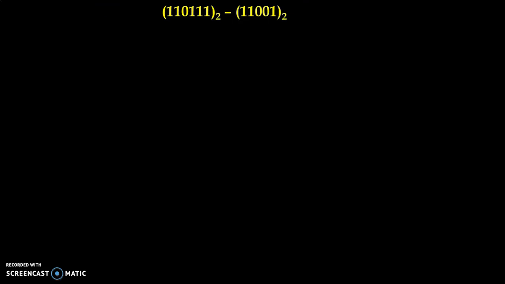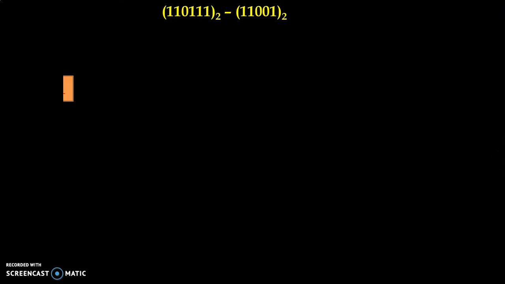Let us take one more example. 110111, and we are subtracting 11001 from the bigger value. So now the situation is slightly different. We have 6 bits in our first value, the bigger value 110111, and we are subtracting 11001. So it has 5 bits.